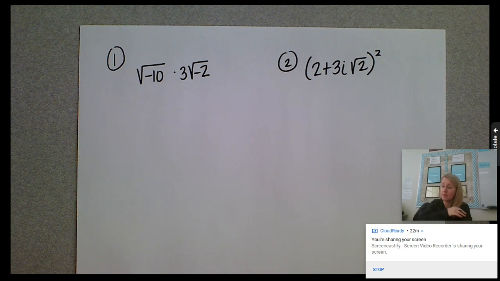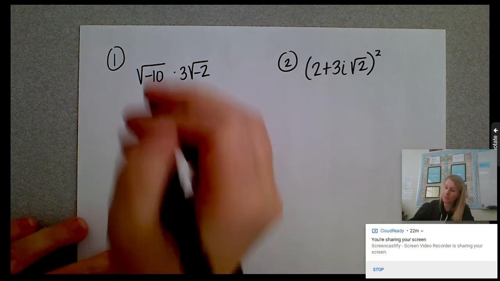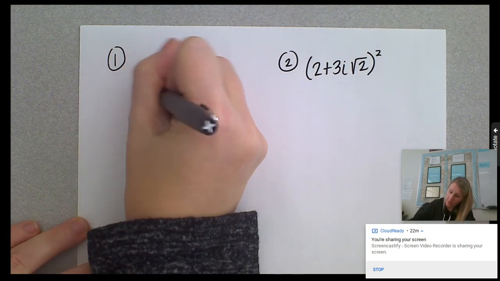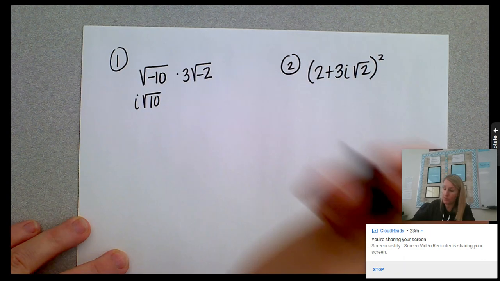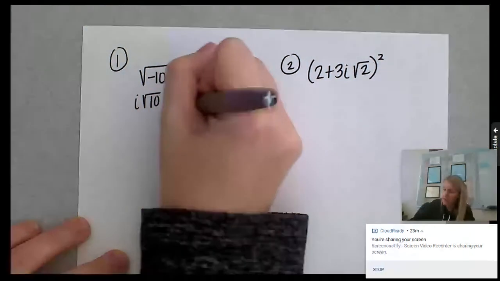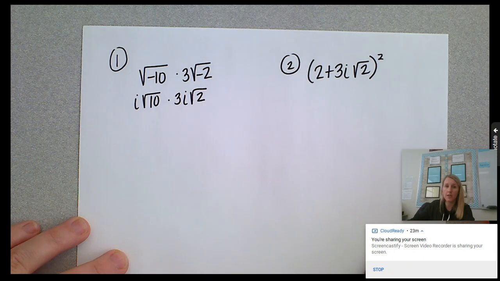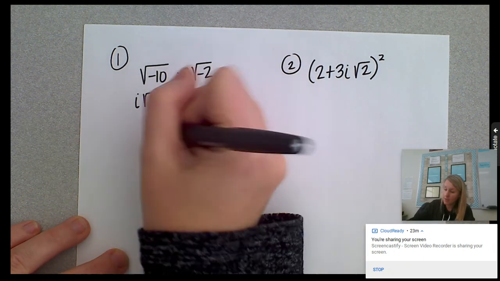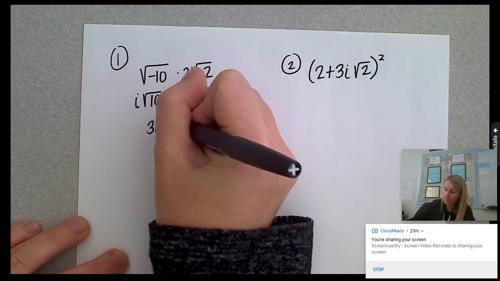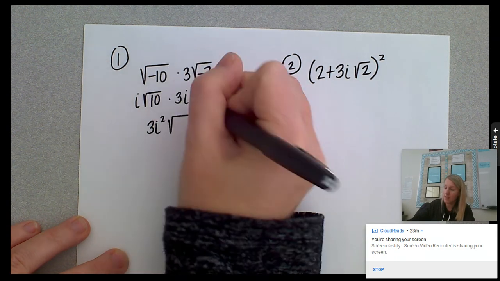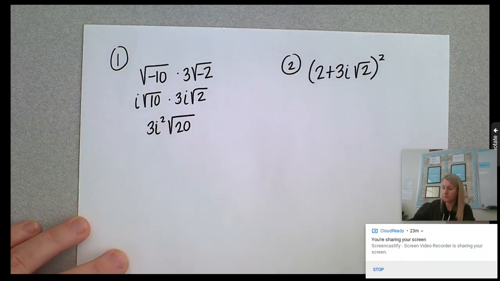Main goal is take care of those negative radicals first. So this would be i square root of 10. I can't break down square root of 10, so I'm good. Times 3i square root of 2. So I took care of the negatives. Now I can multiply them. I times 3i would give me 3i squared. Underneath my radical, 10 times 2 gives me 20.